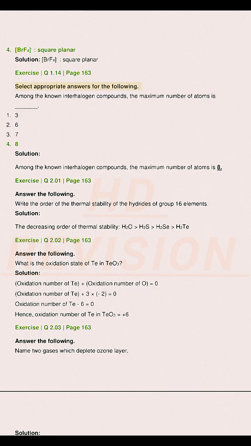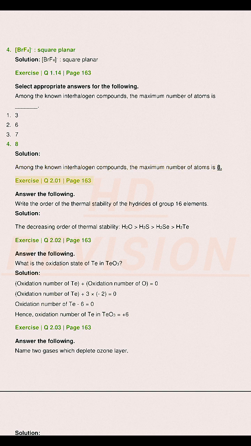Exercise Q1.14, page 163. Select appropriate answers for the following. Among the known interhalogen compounds, the maximum number of atoms is underscore. 1. 3. 2. 6. 3. 7. 4. 8. Solution. Among the known interhalogen compounds, the maximum number of atoms is 8.